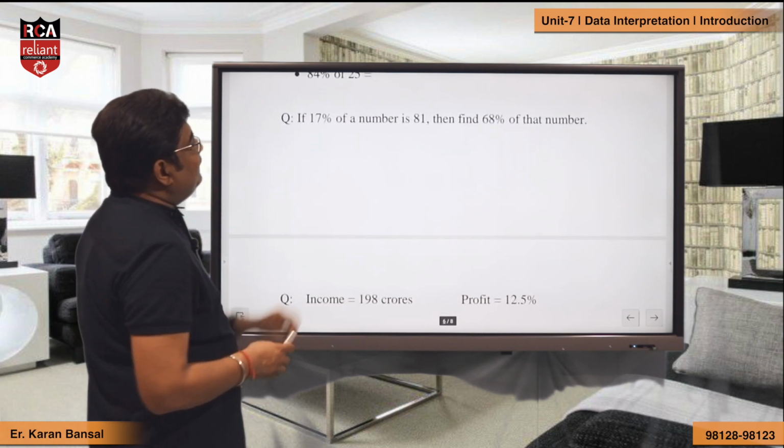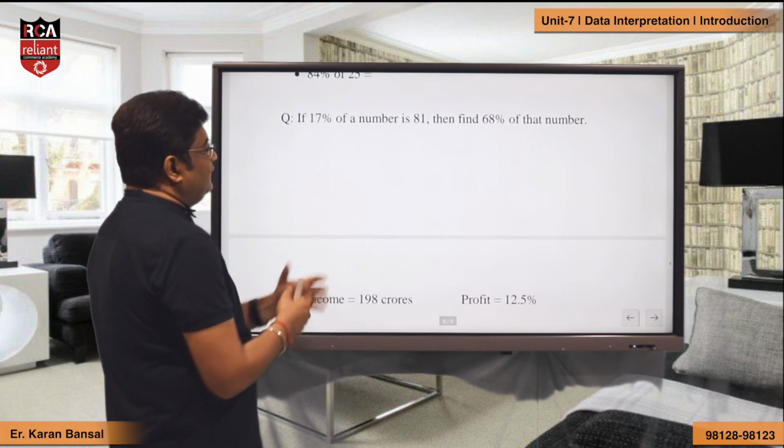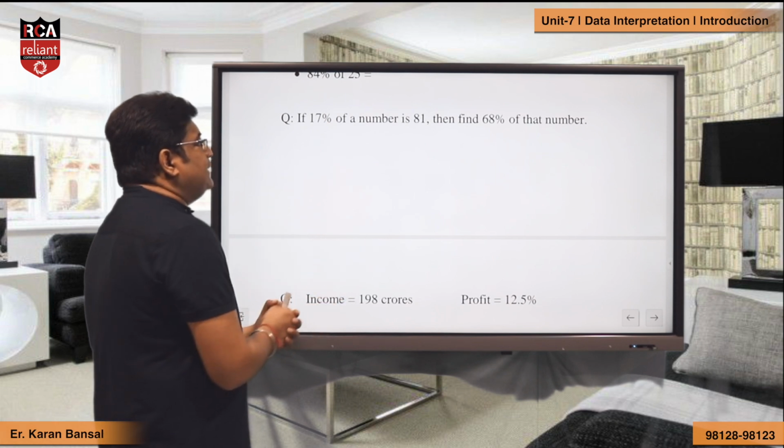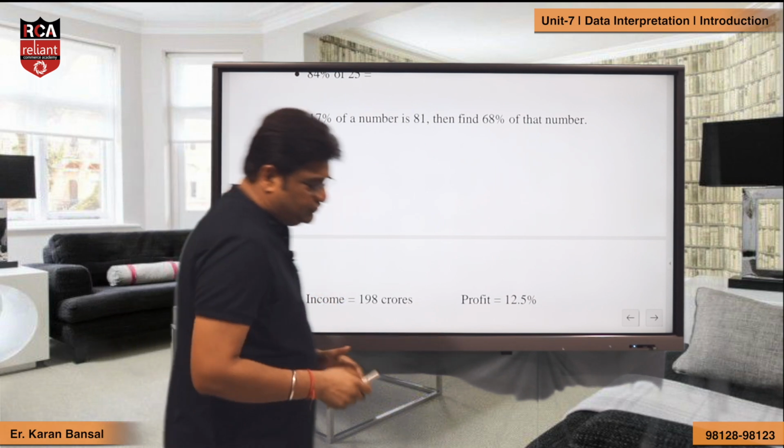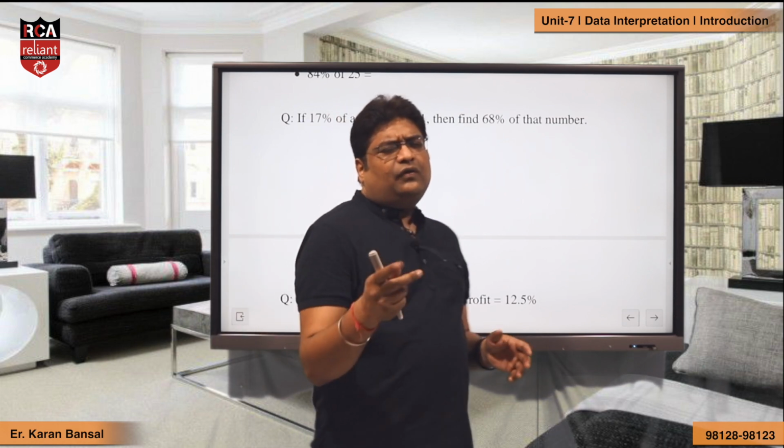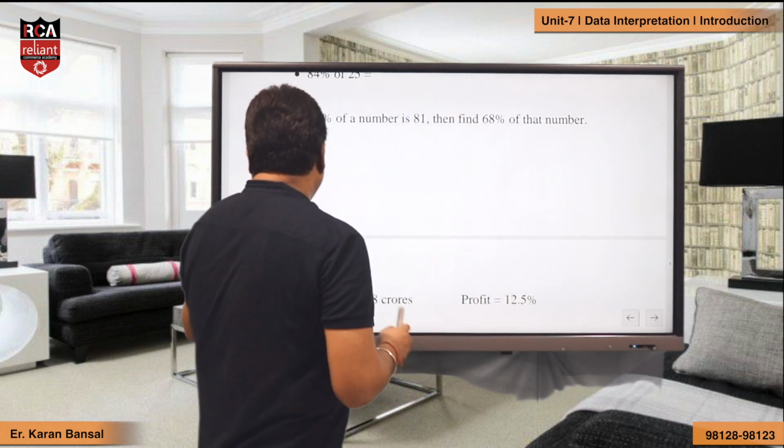So let's say I have to find 17%. All right, let me solve this question. It says 17% of a number is 81, and then we have to find 68% of this number. So forget about this question for a moment. Let me ask you a simple question.